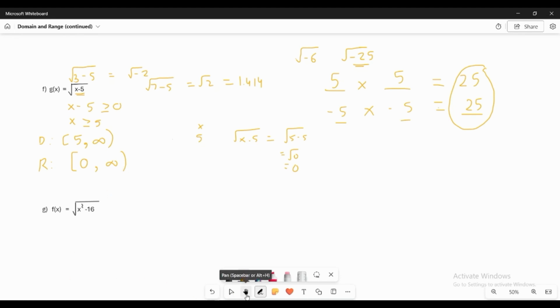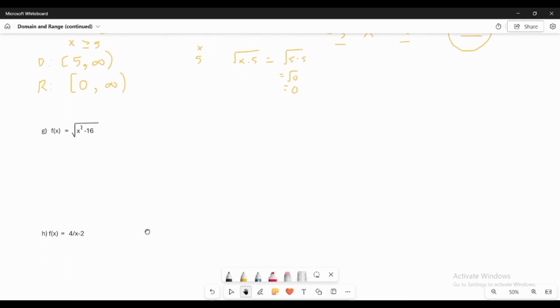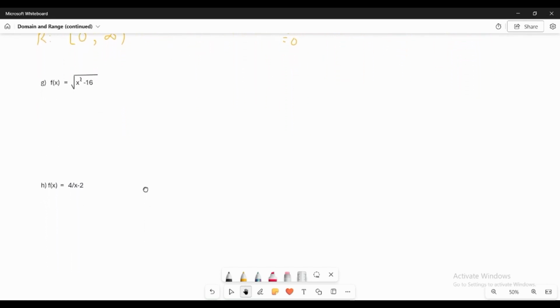Now that's all for this question. Let's see the next part here. Again, very interesting question. So f of x equals x squared minus 16. So again, just like the previous question, we know that here x squared minus 16 should be greater than or equal to 0. So we'll do it like this: x squared minus 16 should be greater than or equal to 0. Now we have to figure out for what values of x this expression will be greater than or equal to 0.